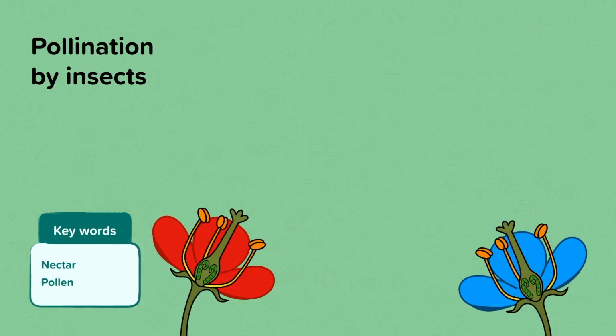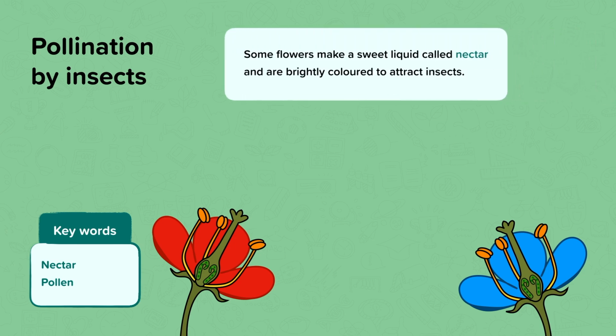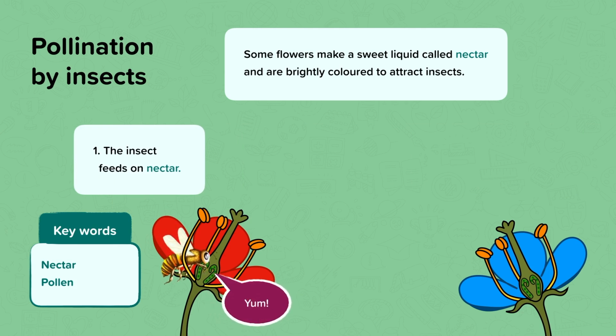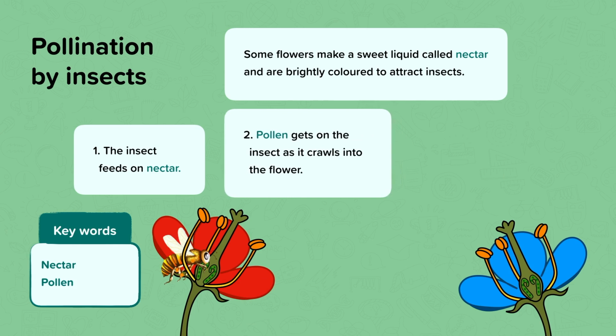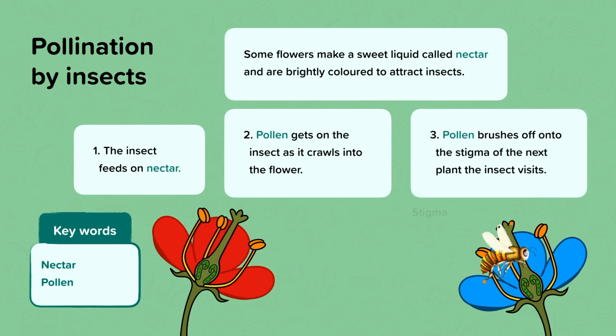Let's have a look at how pollination happens by insects. Some flowers make a sweet liquid called nectar that is in the middle of the flower, and they have brightly coloured petals to attract insects. So the insect will be attracted to the flower and feeds on the nectar. As it does this, the pollen from the anther will get onto the insect as it crawls into the flower. The insect then flies over to another flower, and the pollen will brush off from the insect onto the stigma of the next plant it visits.